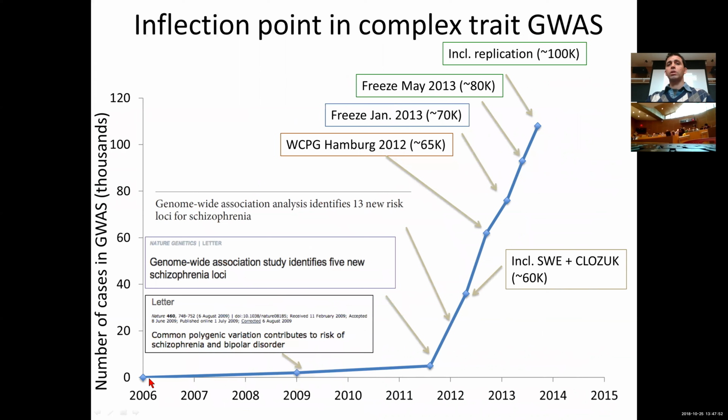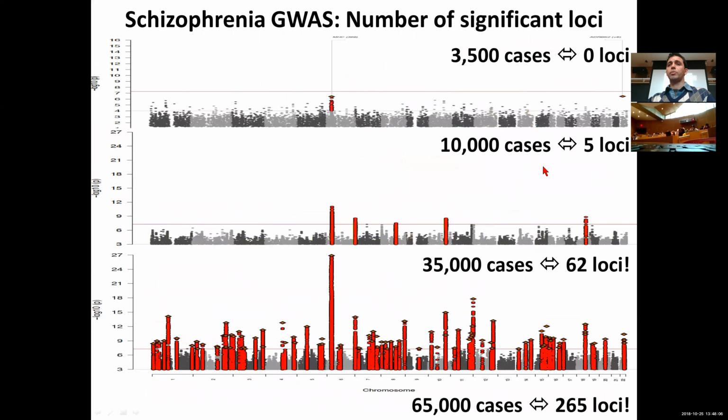If you look at schizophrenia, as you increase the number of cases, you include more and more collaborators, the number of cases increases, and then suddenly you start discovering more and more loci. With 3,500 cases, there was not a single locus discovered. With 10,000, you suddenly had 5 that were barely passing genome-wide significance. With 35,000 cases, you now had 62 loci. And right now, with 65,000 cases, we're reaching 265 loci for schizophrenia.